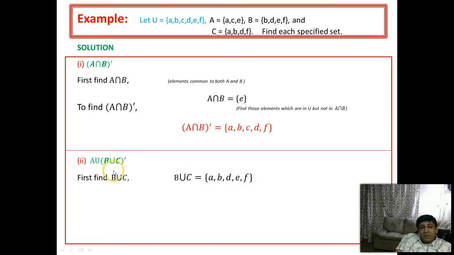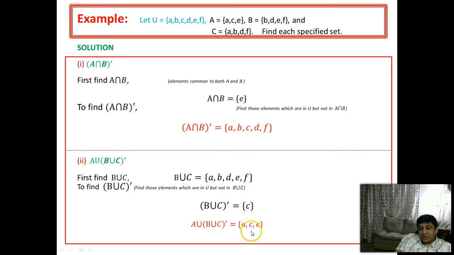Now we want to find the complement of this. What will be the complement of this? That means we have to exclude these elements from U. So what is left? Left is just C. C is not in this one, but that's in set U. Now we will combine this with A. Since A has C, E, and C is already there, we don't have to write it twice. This is your A union (B union C) complement, the whole thing. This is your required answer.